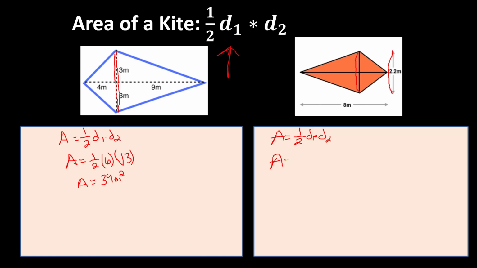So area is equal to 1/2 times diagonal 1, which is 2.2, times diagonal 2, which is 8. And since I can do 1/2 of 8 very quickly in my head, or 1/2 of 2.2 very quickly in my head, we can do either. Let's go ahead and do the 2.2. That's going to give us 1.1, which we multiply times 8 gives us 8.8. So my area is equal to 8.8 meters squared.